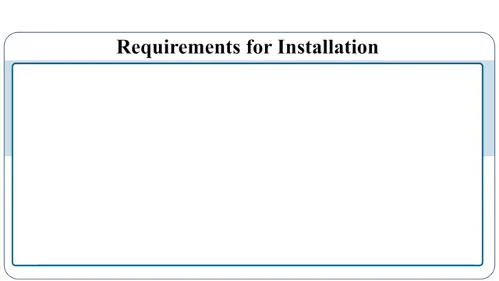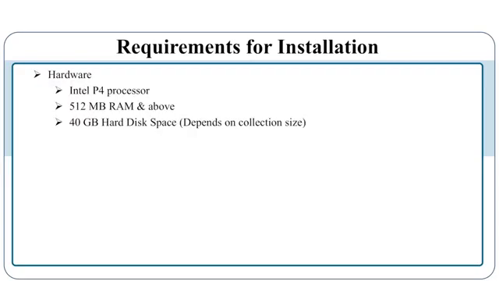So let us see what the hardware and software requirements are for installation of ePrints. In terms of hardware, ePrints can be installed on an ordinary desktop system. All it needs is a Pentium 4 processor, 512 MB and above RAM, and a minimum 40 GB hard disk. Again, the disk space depends on your collection type. If your collection is huge, you should plan for a larger disk space.